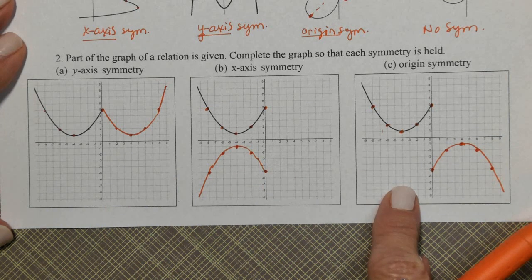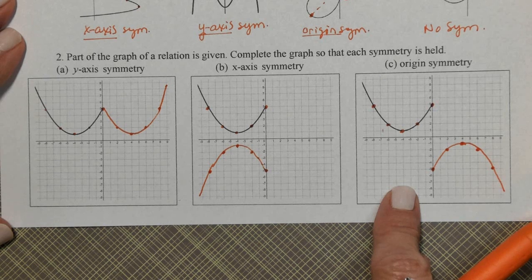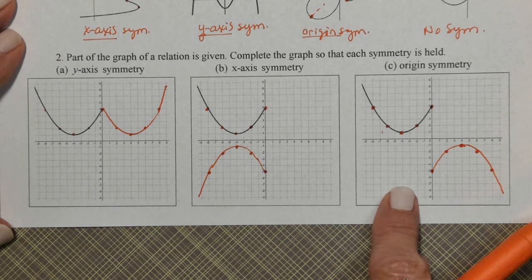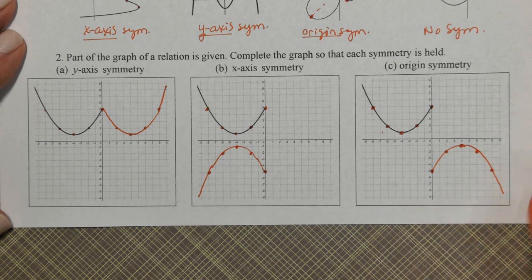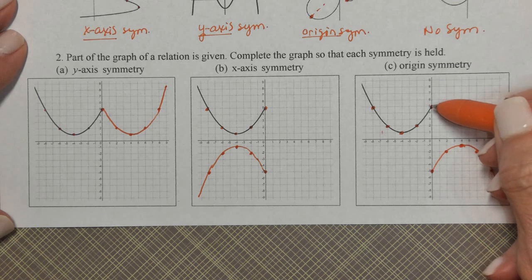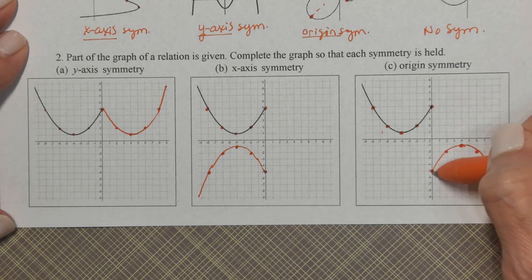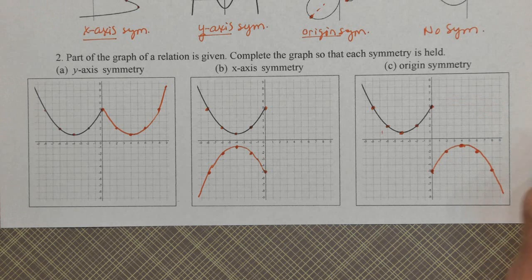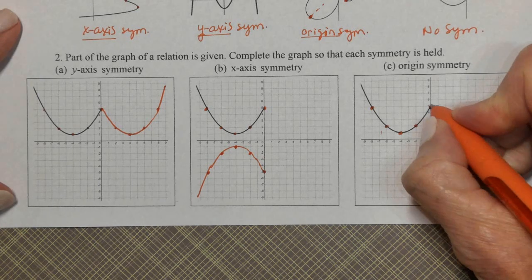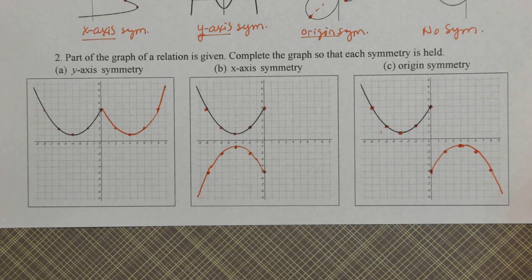This is not a function because of one point, and that is the point when x is 0. When x is 0, I get 2 y values. It's almost a function. We could make it a function if we put a hole right here. But as it is, it's not a function.